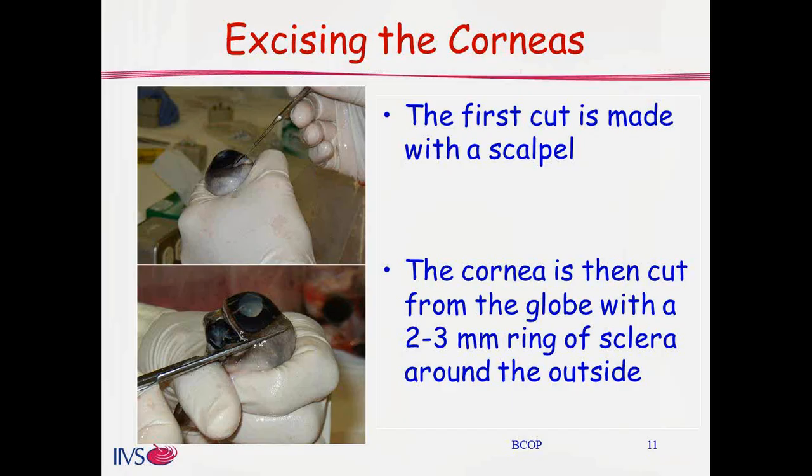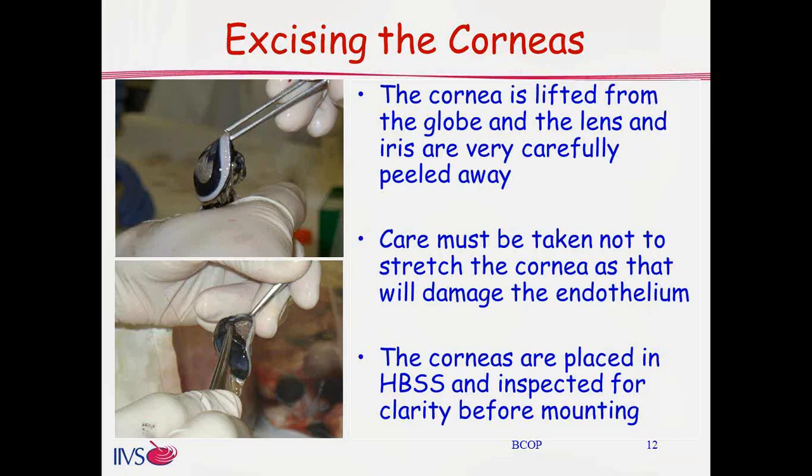Excising the corneas is done typically in a teamwork fashion. We have a team of biologists that will cut the cornea through the outer scleral edge with a scalpel and then remove the cornea by cutting around the outer edge, leaving roughly a 2 to 3 millimeter ring of scleral tissue on the outside. And we'll explain in a second why that's important to maintain that outer edge.